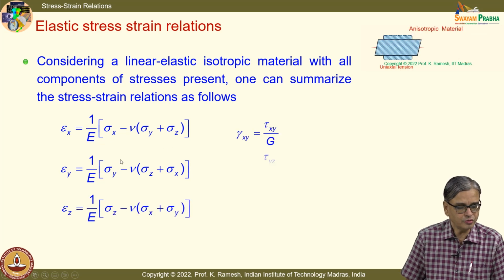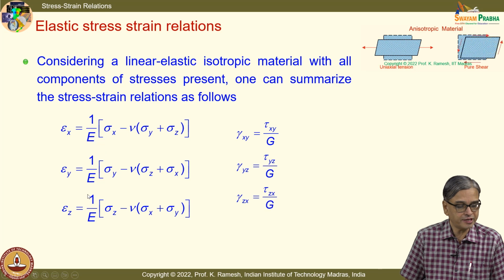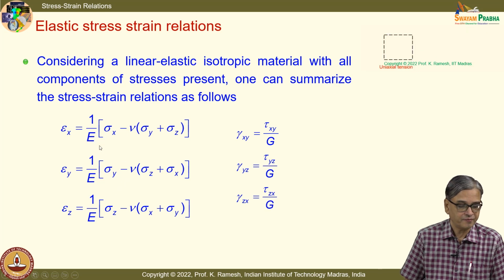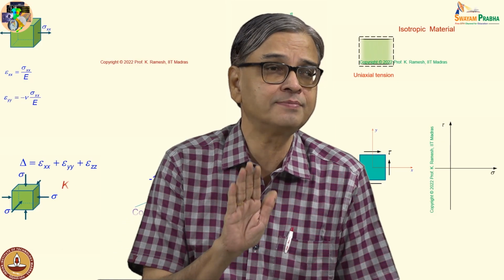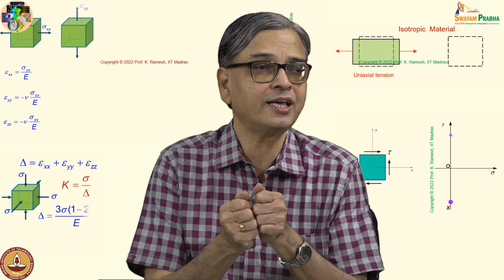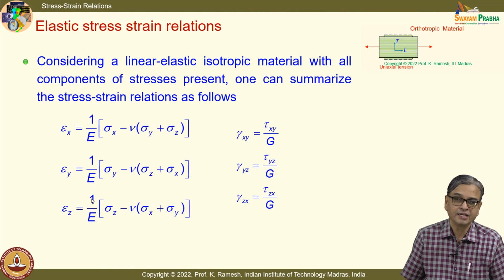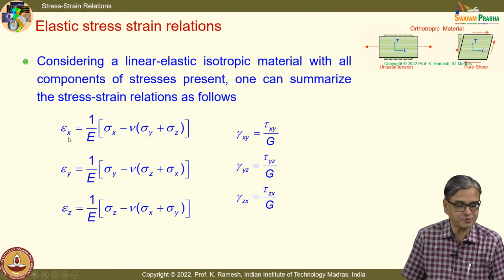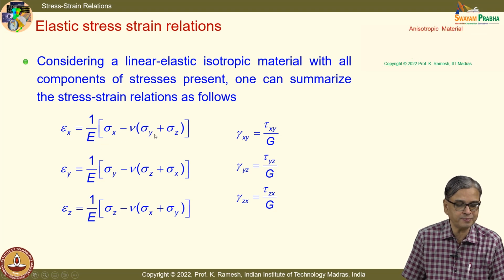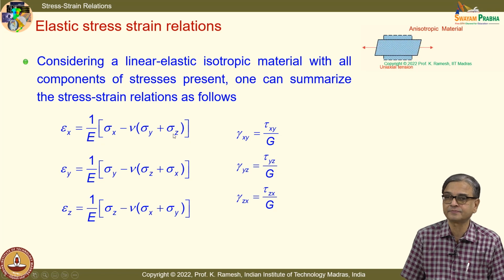And I cautioned you, when you look at the tension test, when a stress strain relation is asked, people simply say epsilon y equal to sigma y by E. That is valid only in the case of a simple tension test where I apply a uniaxial loading in the vertical direction. In general, it will have an expression like this: epsilon x equal to 1 by E multiplied by sigma x minus nu times sigma y plus sigma z.